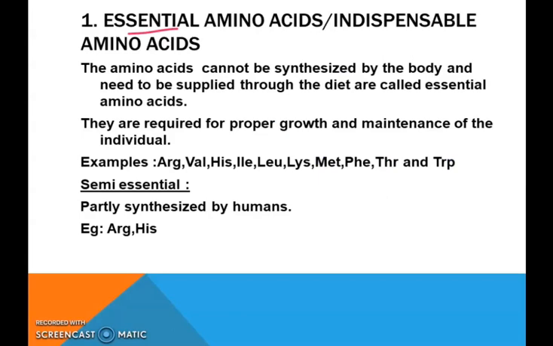First one is essential or indispensable amino acid. These are the amino acids which are not synthesized by our body and must be supplied through diet. What are those amino acids? They are Arginine, Valine, Histidine, Isoleucine, Leucine, Lysine, Methionine, Phenylalanine, Threonine and Tryptophan.